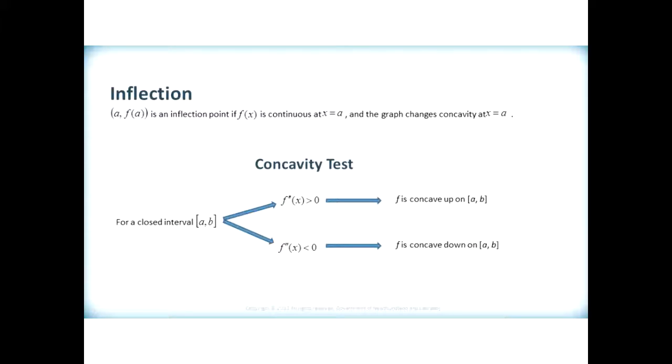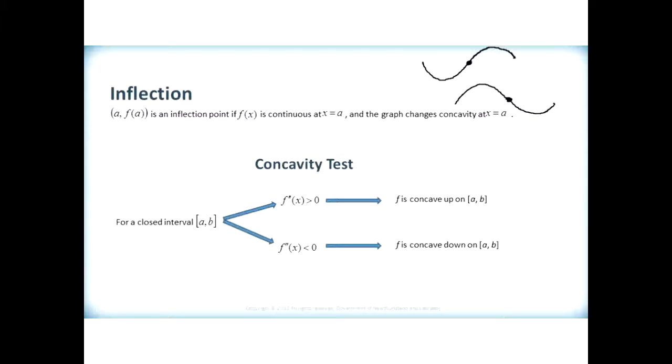An inflection point is defined as any point where the concavity changes for the graph. So if we shift from being concave up to concave down, or from concave down to concave up, that would be an inflection. So a place like this, from concave up to concave down, or like that. Those are what typical inflection points look like.